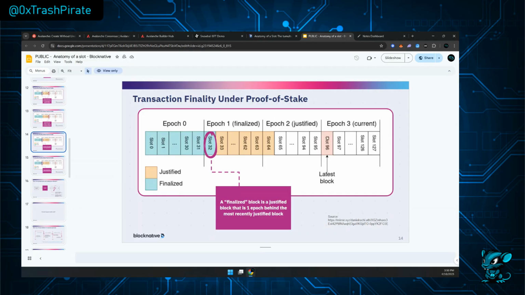So if this is the latest block here in pink, then the block on slot 32 is a finalized block. What this basically means, at a very high level, and there is a lot more to it, is that 2/3 of the validators, or rather 2/3 of the stake, agree. It's weighted by the stake of each validator, obviously.